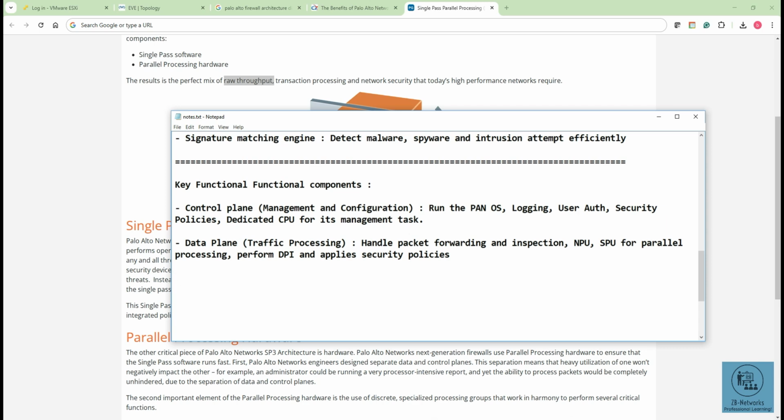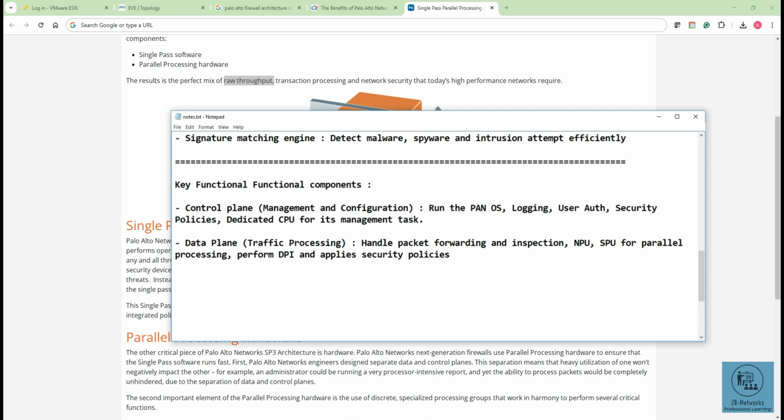At a very conclusion level, Palo Alto firewalls are very high performance security appliances designed for modern network environments. This SP3 architecture enables deep inspection with minimal latency, making them a strong choice for enterprise and cloud security environments, right? It has single pass software, parallel processing hardware, as I've told you. It has a dedicated control plane and dedicated data plane. There is a dedicated CPU and dedicated RAM for its control plane function. There is dedicated CPU and RAM for its data plane function, right?